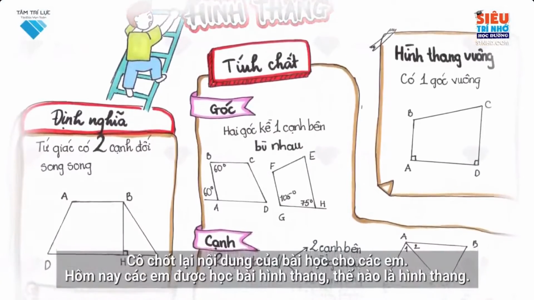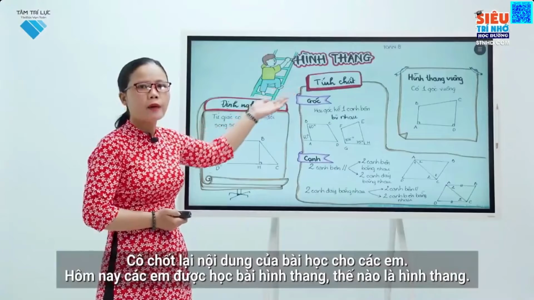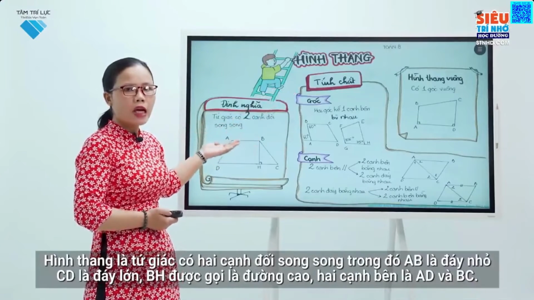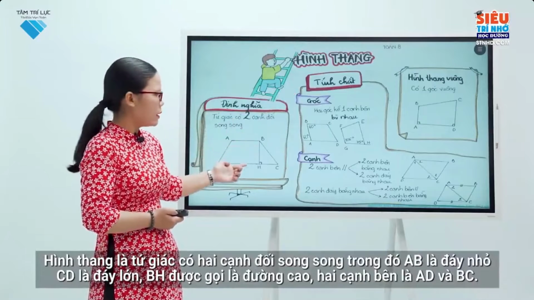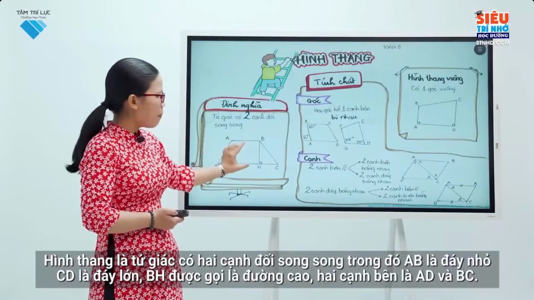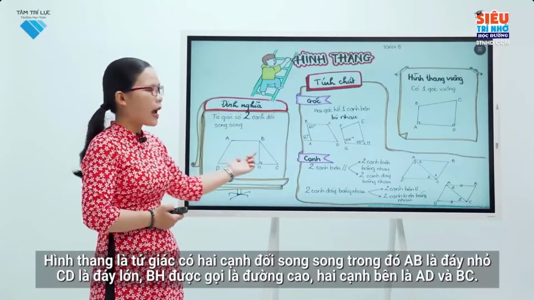I will summarize the content of the lesson. Today you have learned the lesson trapezium. What is a trapezium? A trapezium is a quadrilateral with two parallel opposite sides. In this figure, AB is the short base and CD is the long base. BH is called the altitude. Two legs are AD and BC.